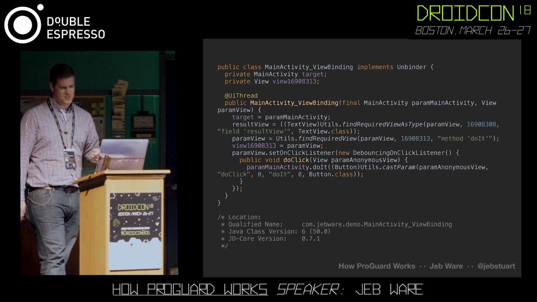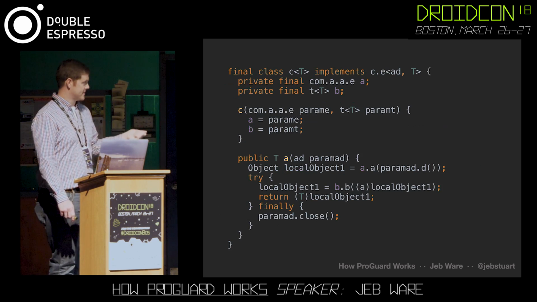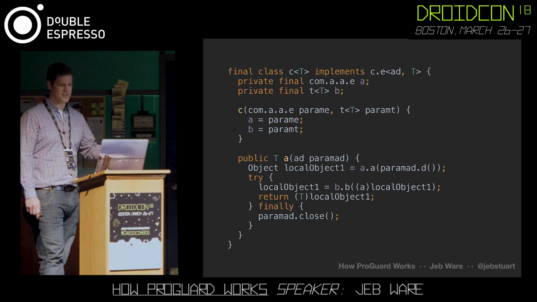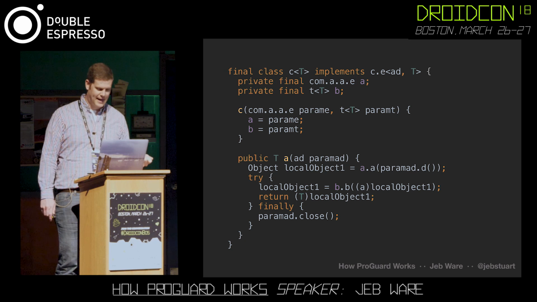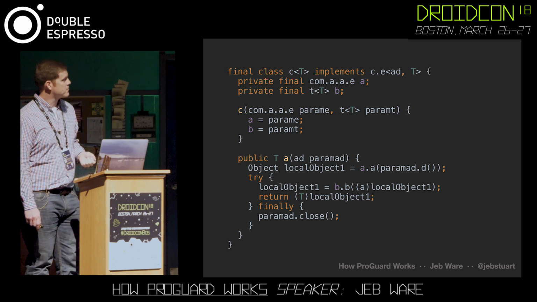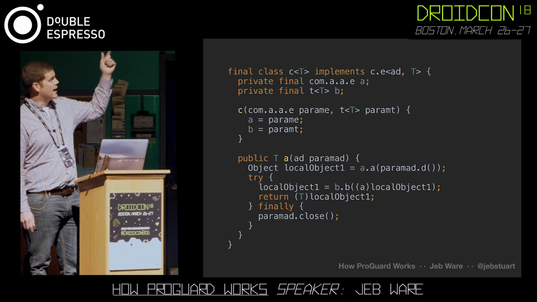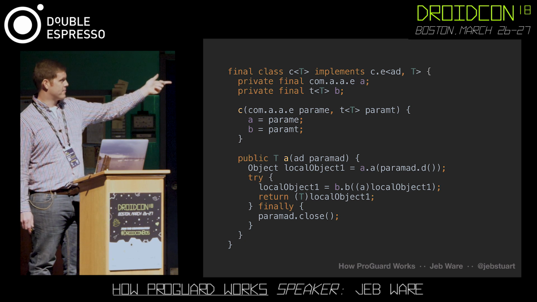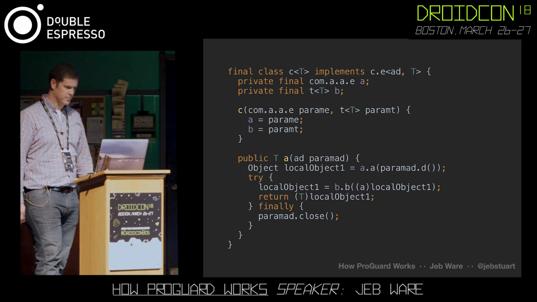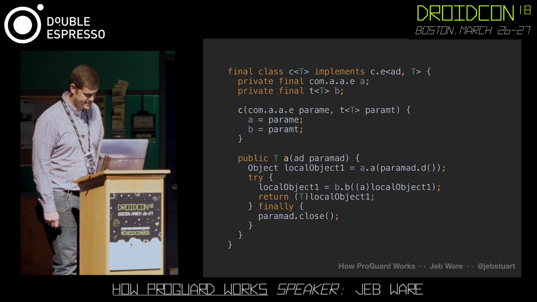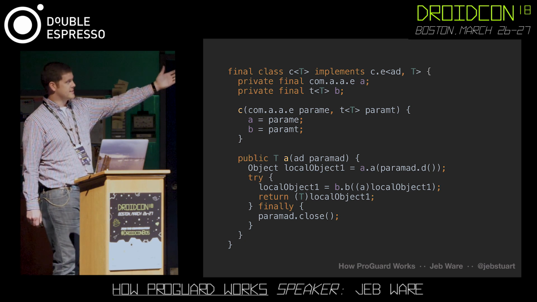What you would rather that person see when they decompile is something like this. This is what obfuscated code that was run through Proguard looks like when you decompile it. So this class, I don't know what it does. This is actually from an app of mine, but I still don't know what it does because the class name is C. It implements the C.E interface, whatever that one is. But I really can't read this and figure out what it's doing.